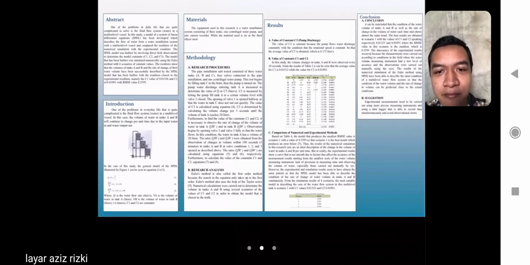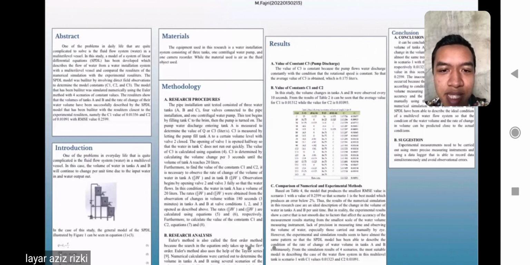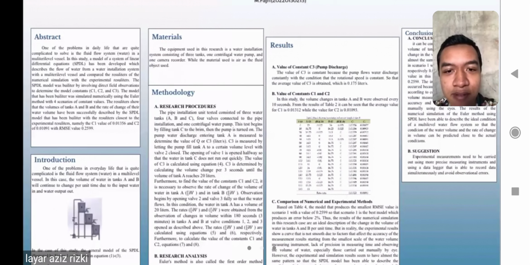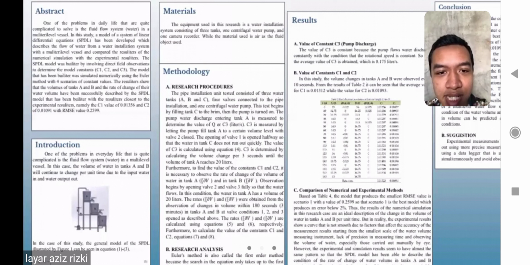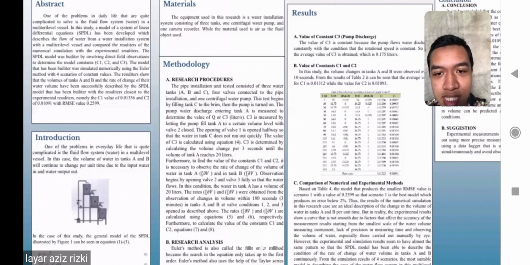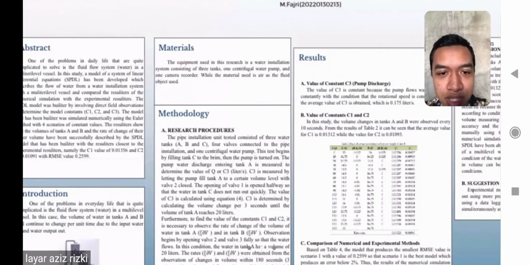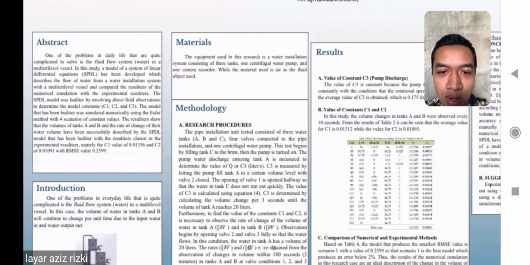Abstract. One of the problems in daily life that are quite complicated to solve is the fluid flow system or water in a multi-level vessel. In this study, a system of linear differential equations has been developed which describes the flow of water from a water installation system with a multi-level vessel and compares the results of the numerical simulation with the experimental resolution.